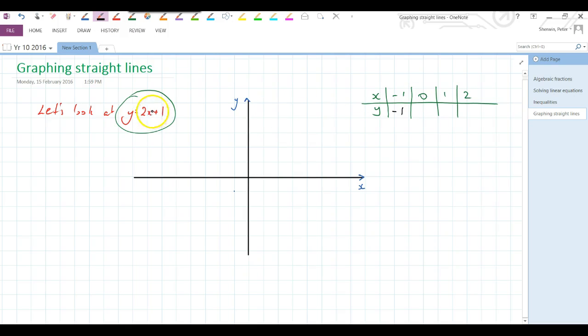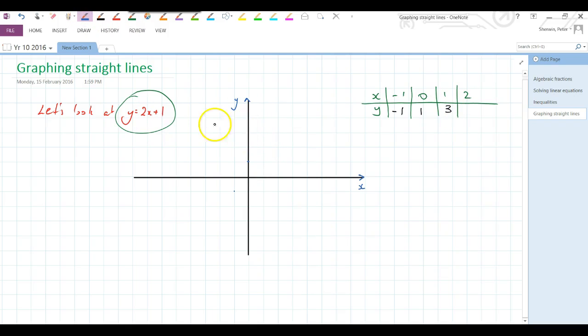Now I'm going to go to 0. Put x equals 0 in here. 2 times 0 is 0, plus 1 is 1. So when x is 0, y is 1, so that's that point there. So I've got 2 points now, -1, -1, and here at 0, 1. The next thing we do is put 1 in for x, so 2 times 1 is 2, plus 1 is 3, so y equals 3 when x is 1. So I'll put 3 in there.